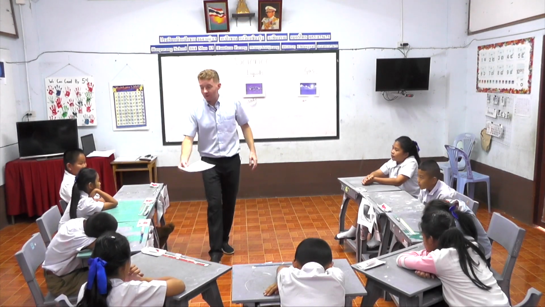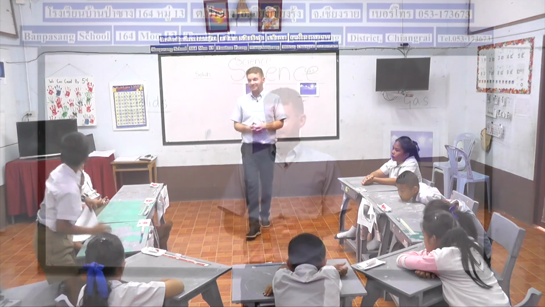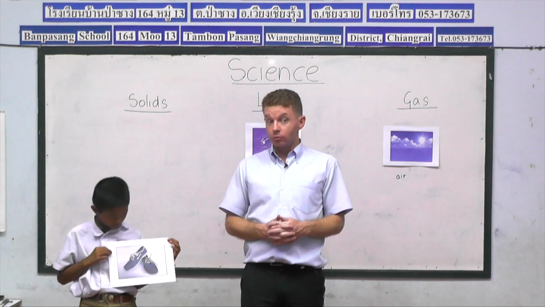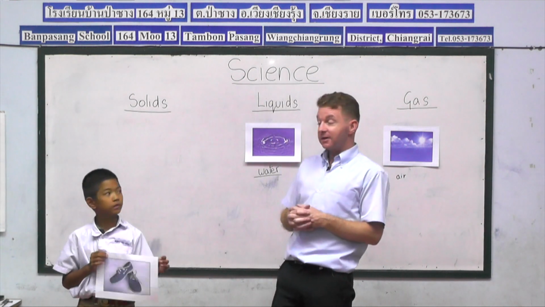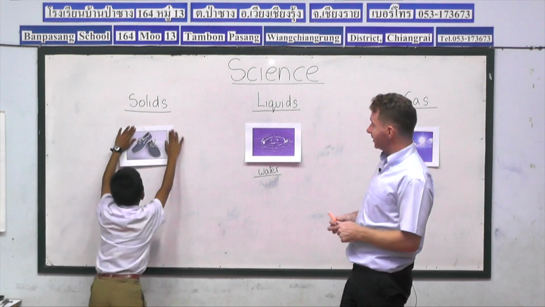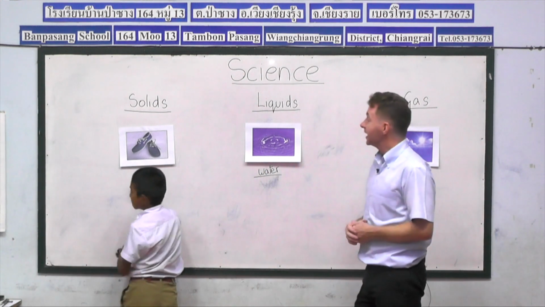And the next flashcard is with Pat. So Pat's turn at the front of class. Okay, so what can we see on Pat's flashcard? Shoes. And what type of matter are shoes? Shoes are solids. Yes. So Pat, you can place shoes in the solids category, very good, and then write the word shoes underneath.